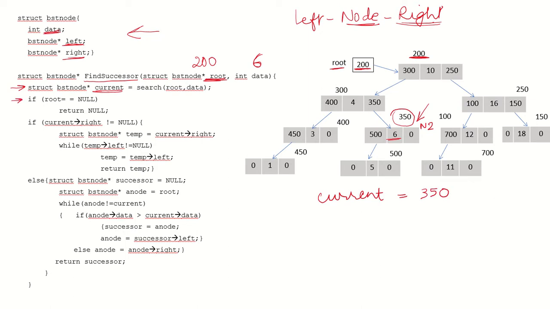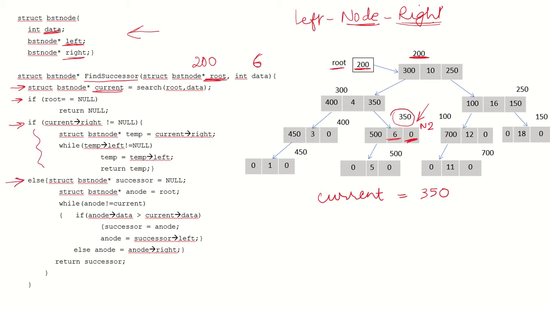We'll check whether root is null or not. No, it is not null, so the tree is not empty. We will check if current arrow right is not equal to null. That means we have to check whether a right child exists or not. In this case, the current arrow right is null. That means we cannot go into this block.